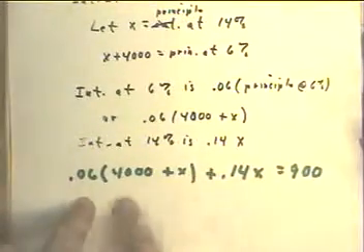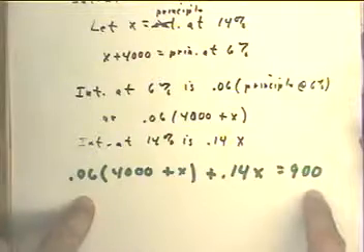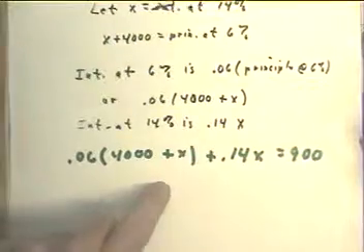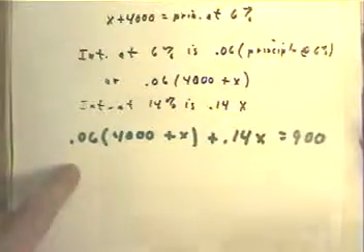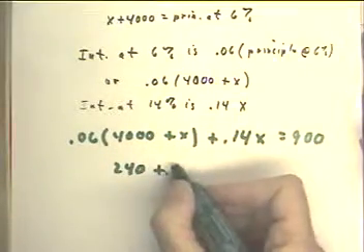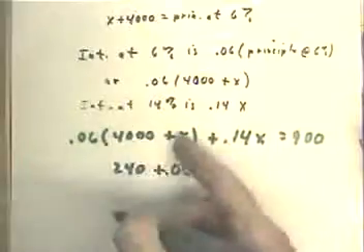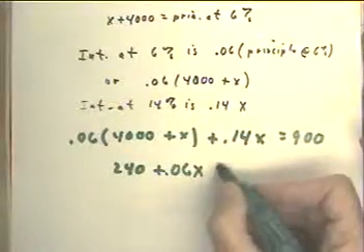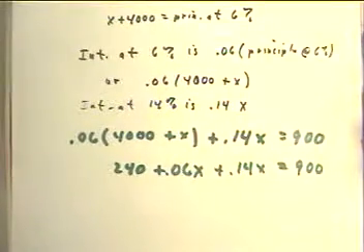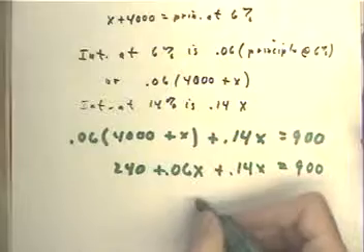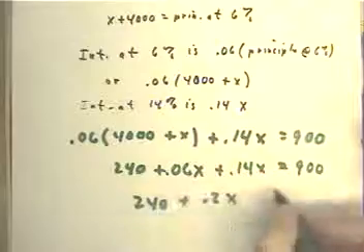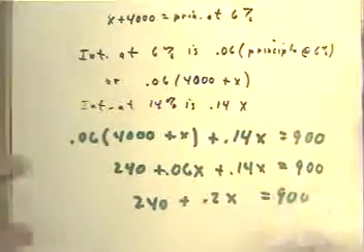Last time I had a situation like this, I multiplied both sides by 100, and we could do that again here to clear out the decimals, but I'm not going to clear out the decimals. I'm going to just go ahead and multiply. 0.06 times 4,000, again, check my arithmetic, I believe is 240, and of course the 0.06 distributes through here, so you get 240 plus 0.06x plus 0.14x equals 900. Now 0.06 and 0.14 is 0.2. So we have 240 plus 0.2x equals 900.